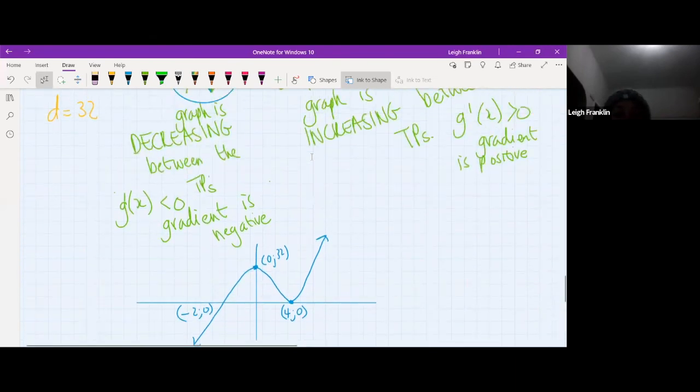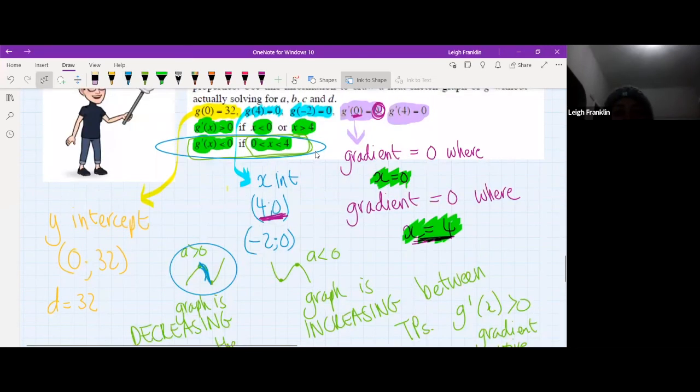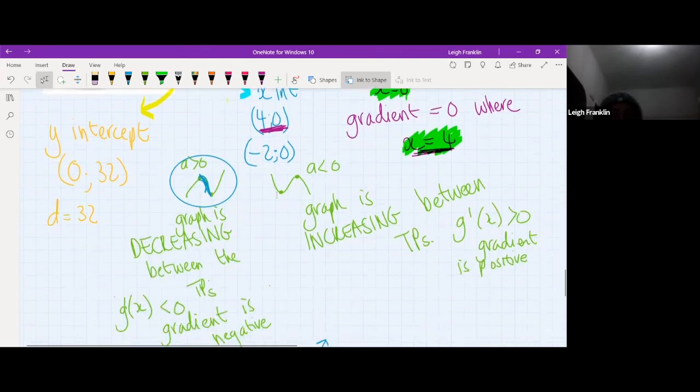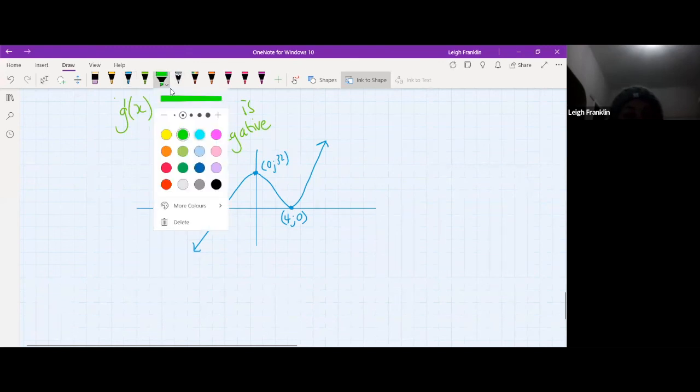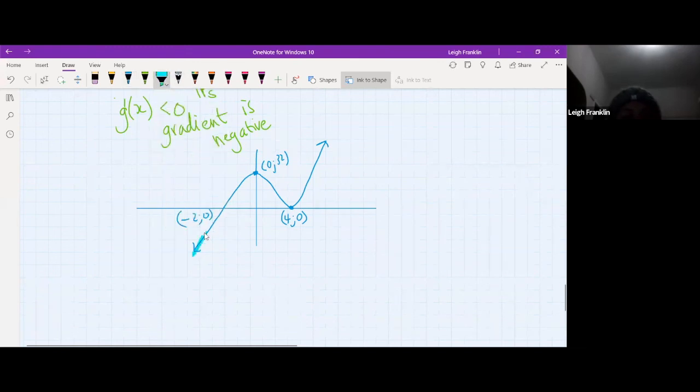And then here, can you see this line here tells us that the graph is increasing when x is smaller than 0. So that's this bit over here. The graph has a positive gradient when x is negative. And it has a positive gradient when x is greater than 4. Okay, so all of our information fits perfectly.